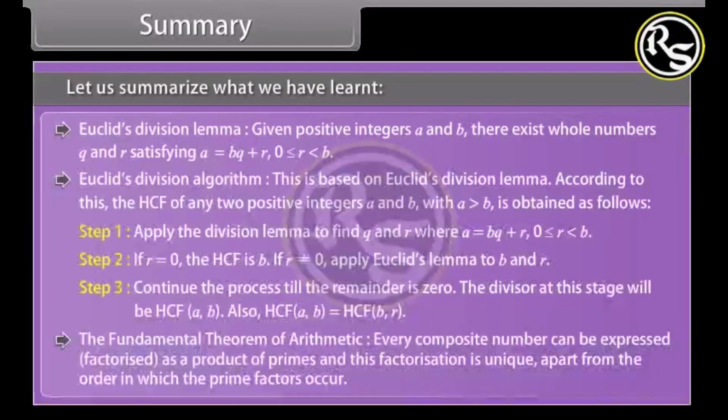The fundamental theorem of arithmetic. Every composite number can be expressed, factorized, as a product of primes, and this factorization is unique, apart from the order in which the prime factors occur.